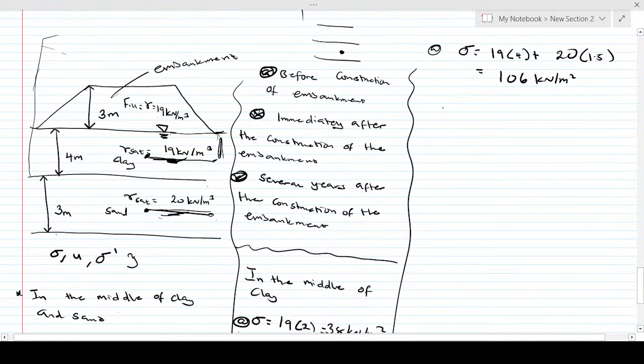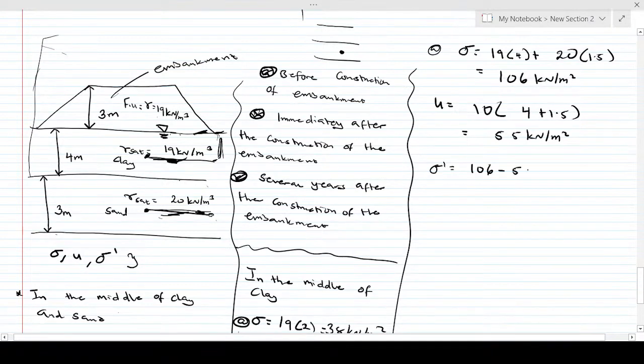Then the pore water pressure at this point goes from the water table to the middle of the sand. So we have 10 multiplying the distance from the water table to the middle of the sand, that's 4 plus 1.5. This gives us 55 kilonewton per meter square. Then our effective stress is simply going to be what?